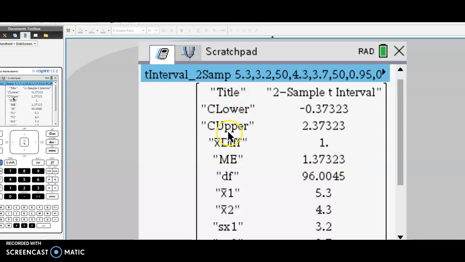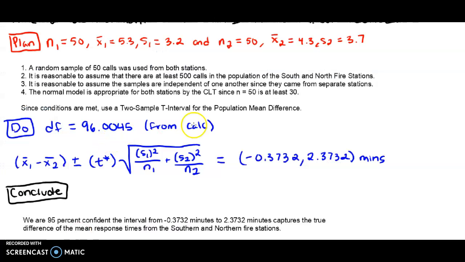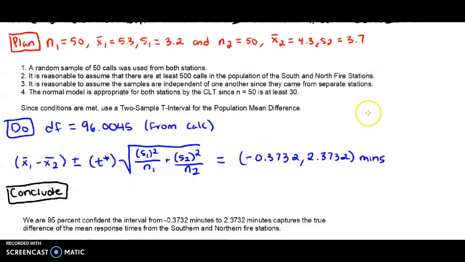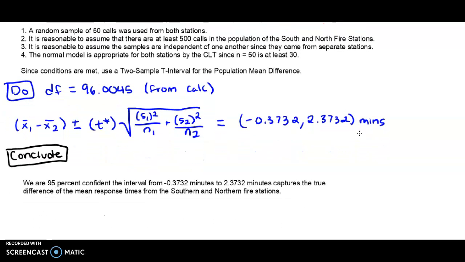And what I'm going to indicate to the reader is the degrees of freedom right here. And I'm going to give a note like I did in my calculations that I got this from the calculator. And then I just report the bounds. Here's my lower bound. Here's my upper bound. And we interpret it. And that would receive full credit on the AP exam. So that's a little bit on the process of running a 2-sample t interval.